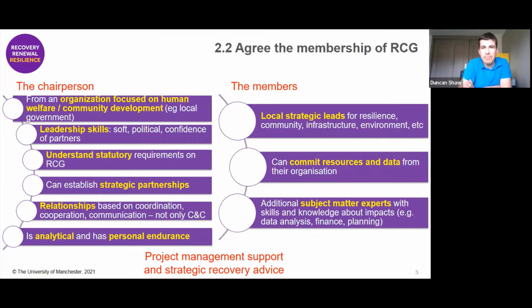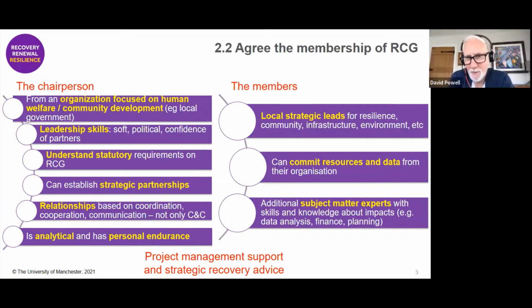David, but there needs to be members and they need to have slightly different responsibilities and involvement. Yeah, and we think it's really important that you have local strategic leads from all partners responsible either for resilience, community infrastructure, environment. Obviously depends on the nature of the disaster or the emergency, but it's really important that those people are able to commit resources and or funding on behalf of their organization. It will become very clunky, very difficult if each time a decision is sought, people have to go back into organizations to seek clarification. So the choice of these strategic leads, we think, is pretty critical.